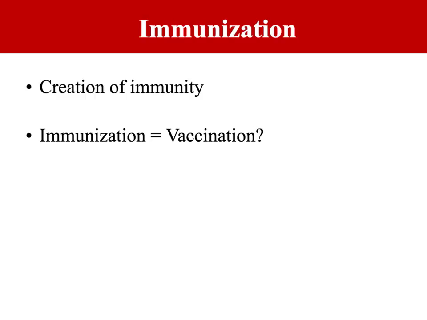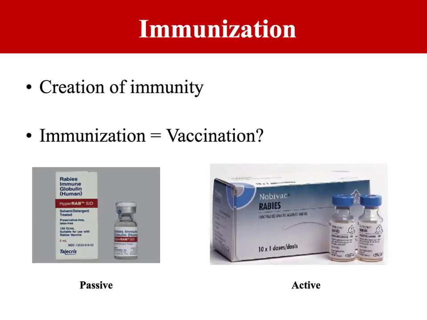One thing I just want to point out quickly is that immunization and vaccination are not necessarily interchangeable terms, even though we tend to use them that way. Immunization means creation of immunity, and it can be done actively or passively. I have an example up here where you can do clinical administration of both a vaccine, which is going to give you an active immunization. That would be this right here. You immunize somebody with rabies antigen, which is just killed rabies virus, and they make their own antibodies.